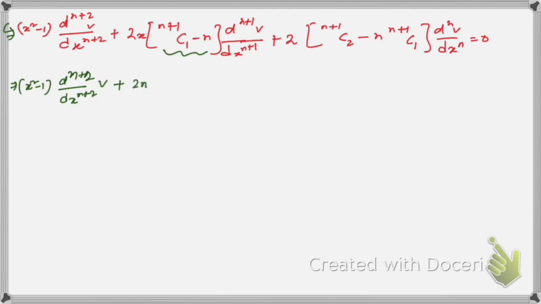Twice x. So we have got twice x, then the n plus 1 order derivative with respect to x of v. Then you will get, so that's going to be minus n into n plus 1, right? So if you evaluate this combination and multiply it by 2, then you will get this result. So this is what we will get.